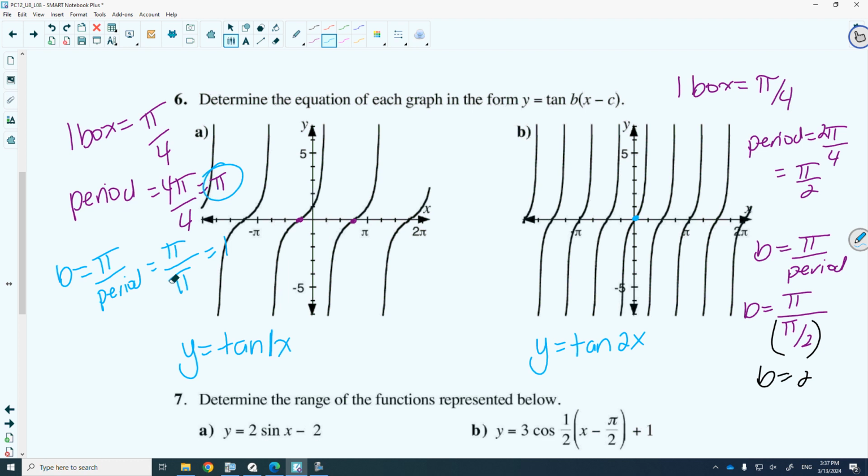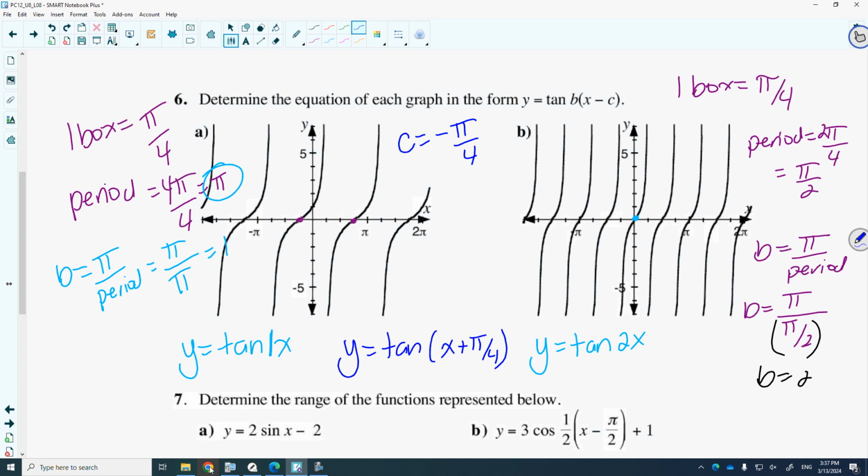Now this graph does have a phase shift. The original tan graph goes through 0, 0, right? Then you count what the minimum phase shift is. So I could go 1 unit to the left, or I could go 1, 2, 3 to the right. The minimum phase shift would be 1 to the left. That makes a c value of negative 1 box, and the box is worth pi over 4. So this equation would be the tan of x, and I want it to go to the left, so plus pi over 4. That's what this graph would be. The b value is 1.